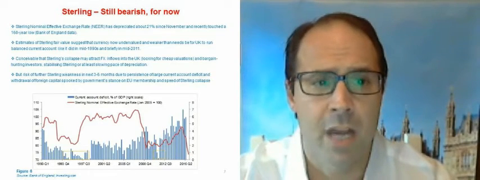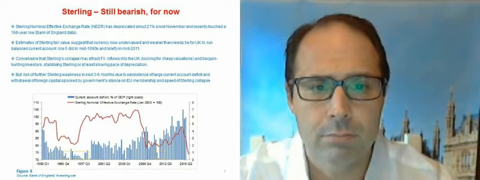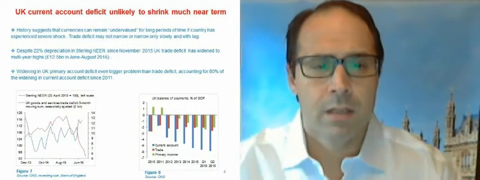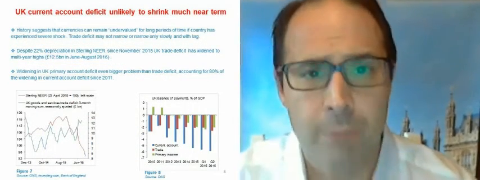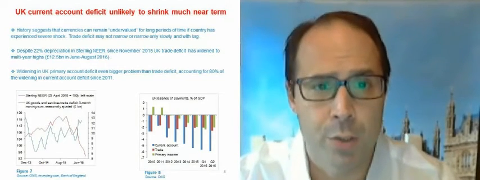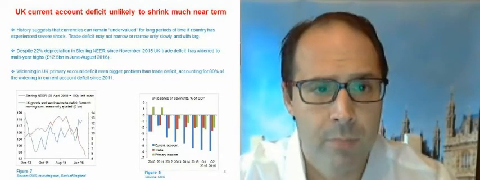But the risk of further sterling weakness in the next 3 to 6 months is still there due to the persistence of a large UK current account deficit and the withdrawal of foreign capital spooked by the government's stance on EU membership and the actual speed of sterling's collapse. Let's look very briefly at the current account deficit. Well, the bottom line is it's probably not going to shrink very much near term.